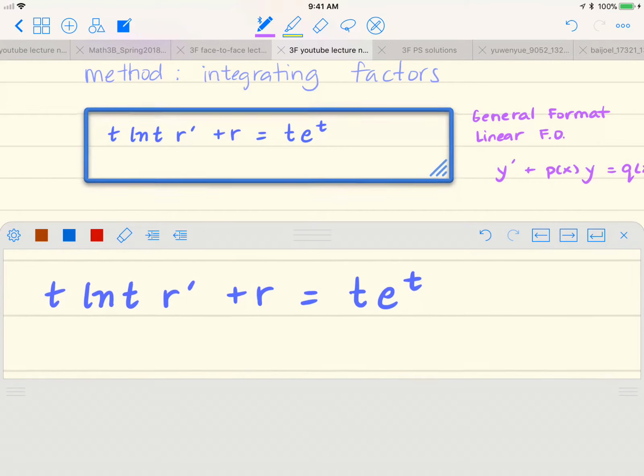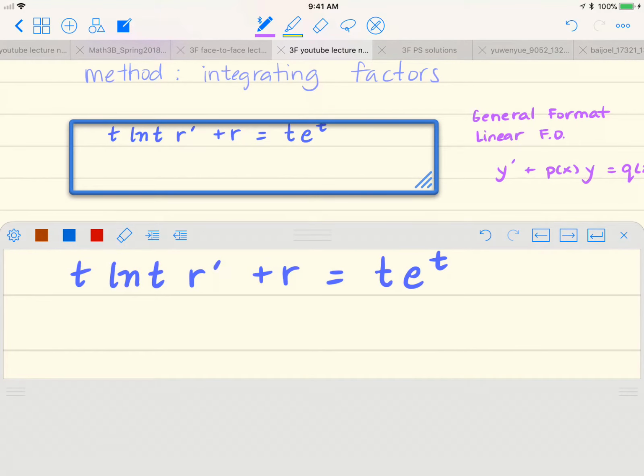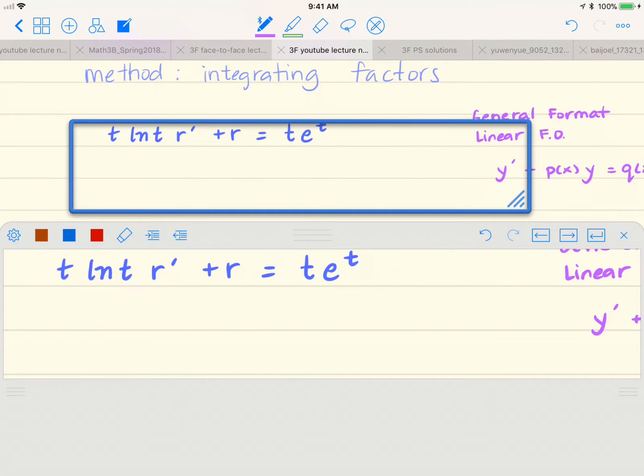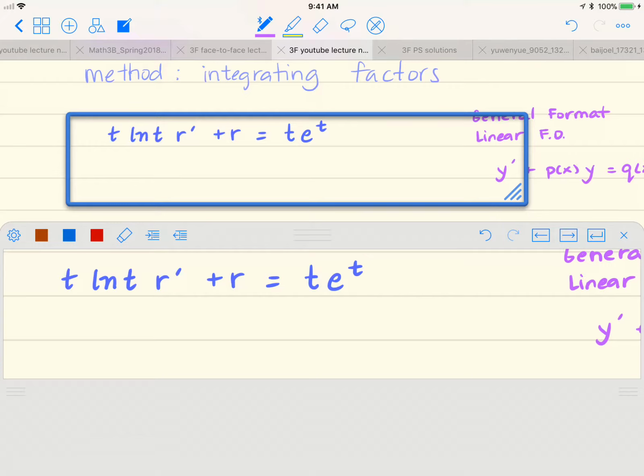I'm still going to divide this. I want to get this to look like r prime plus something times r equals some other function in terms of t. So I'm going to divide both sides by t natural log of t.